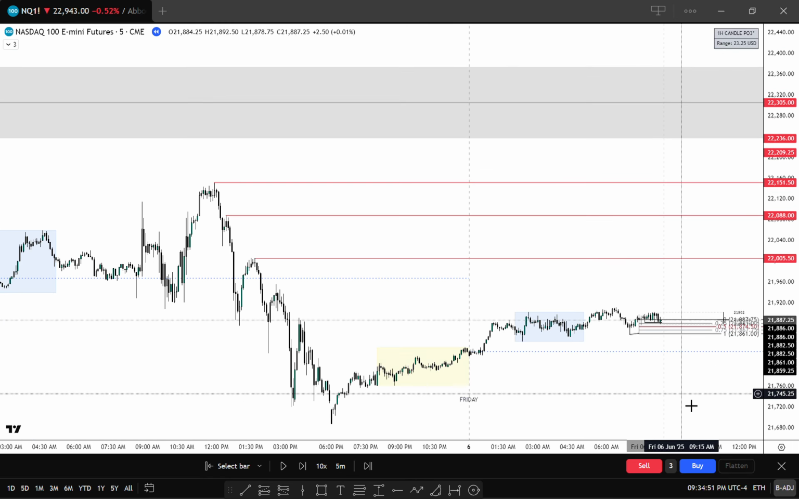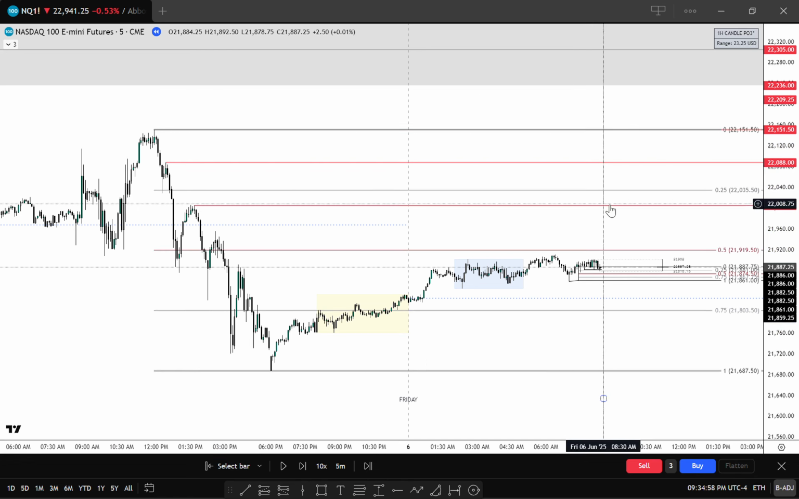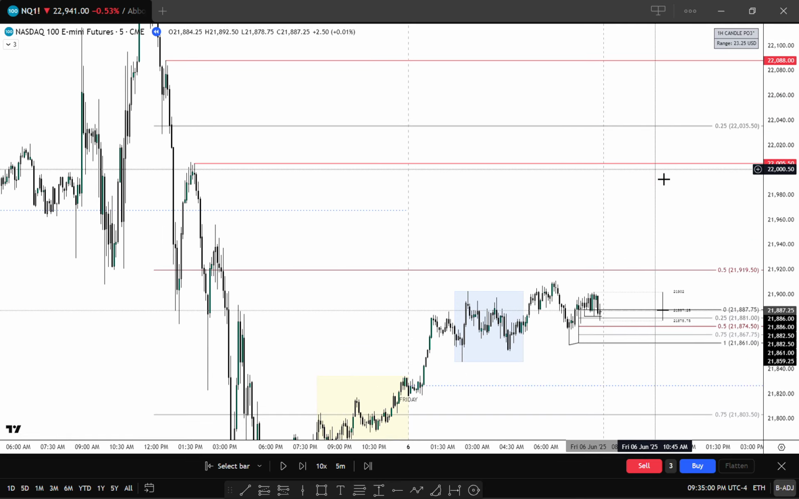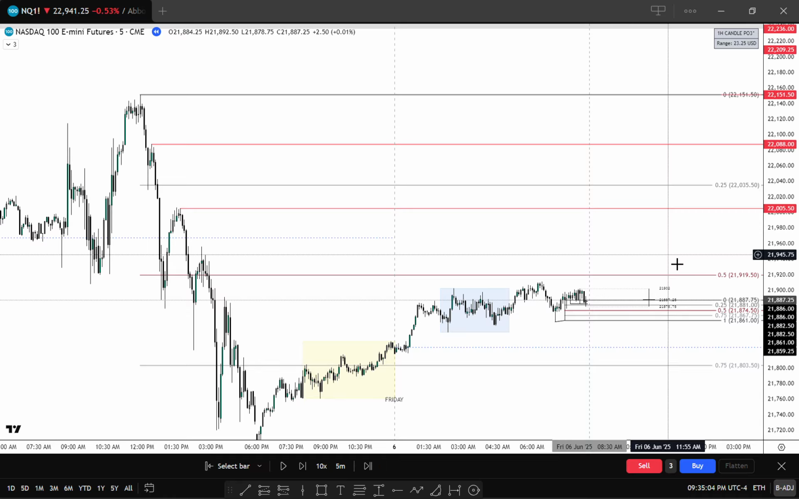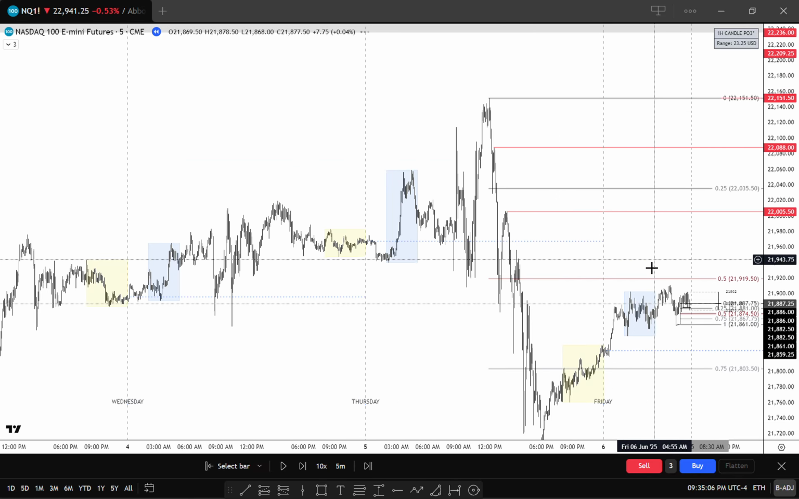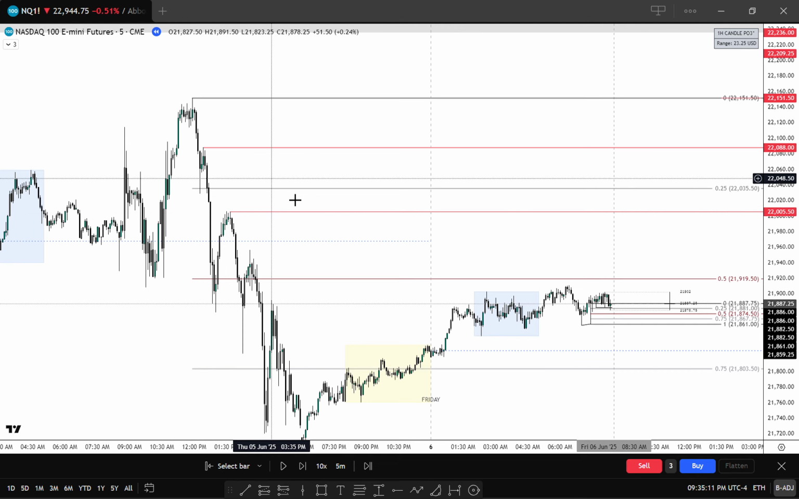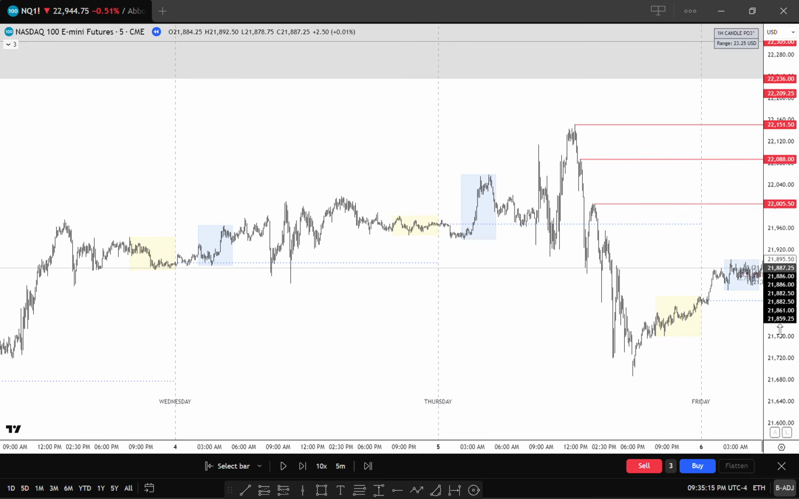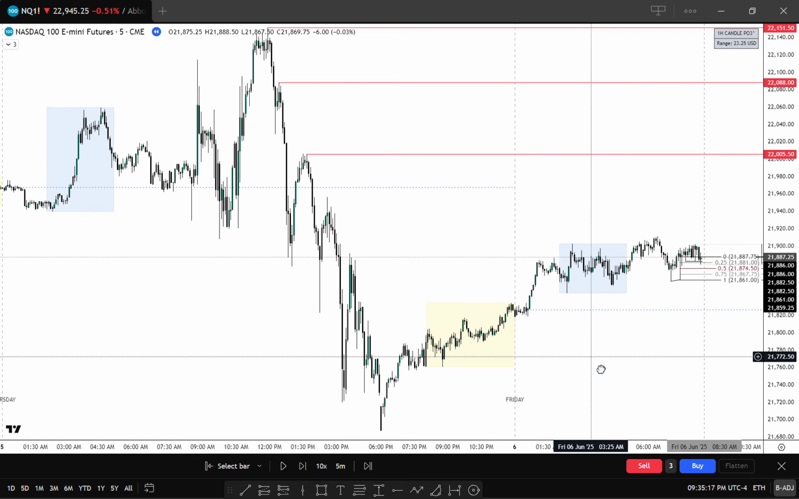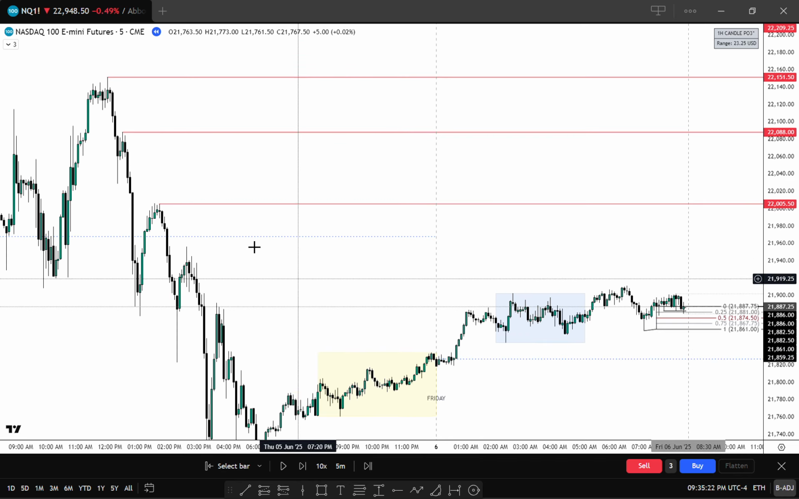We have this high as our obvious draw on liquidity. We have these highs, failure swings, right? And all of these highs could be a level to scale. So personally, what I was looking at is this range to this range. I was looking at the consequent encroachment, so like there, but we were very close to it already. And I'm looking at this high, and this high.